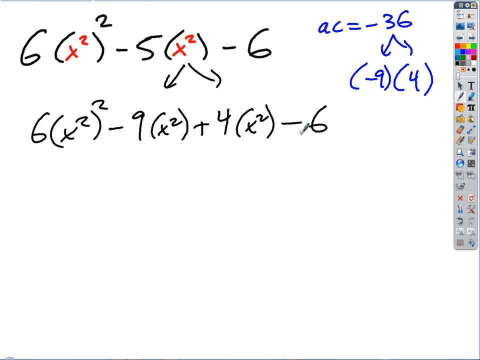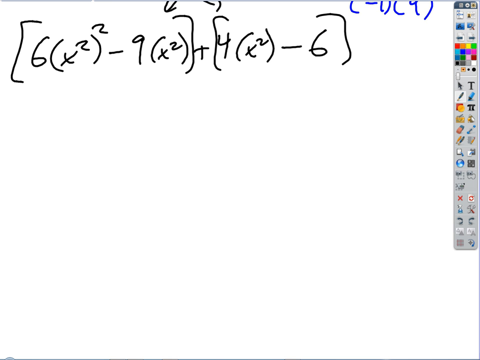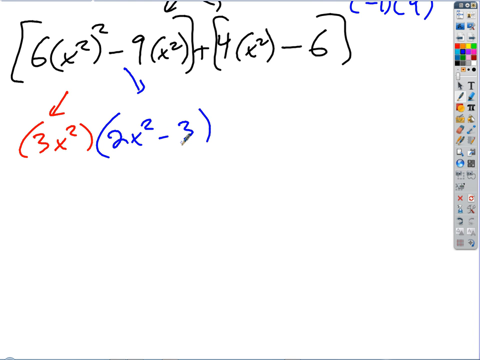And now we just factor by grouping, which we just did. I'm going to group the first two together and the second two together and factor by grouping. What's the biggest common factor from the first group? I can take out a 3x squared, leaving me with what? 2x squared. Everybody see that? Because 3 times 2 is 6, and x squared times x squared is x squared squared. Minus 3, very good. Okay, plus.